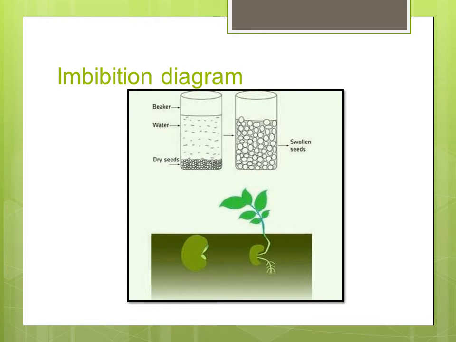Now here, this is an imbibition diagram. What we are seeing is a beaker with some dry seeds in it. We have filled the beaker almost half with water. Now after like 7 to 8 hours, we can see the seeds are swollen due to this imbibition process. If these seeds are sowed in soil, what will happen? Due to that imbibition pressure, the seed coat will break and the sapling or the baby plant will come out.